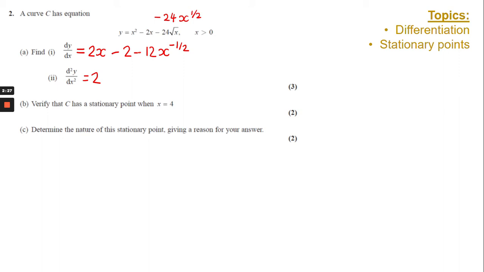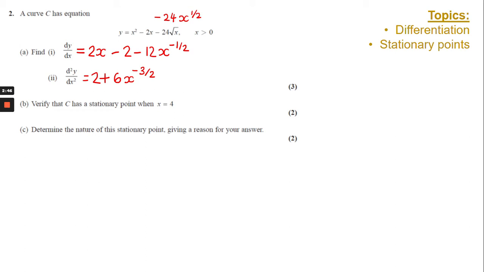Next term, I'm going to do minus 12 times minus 1/2, which gives me plus, because 2 negatives make a positive, so plus 6 x to the power of minus 1/2 minus 1 gives me minus 3/2. And that will be the first part done.